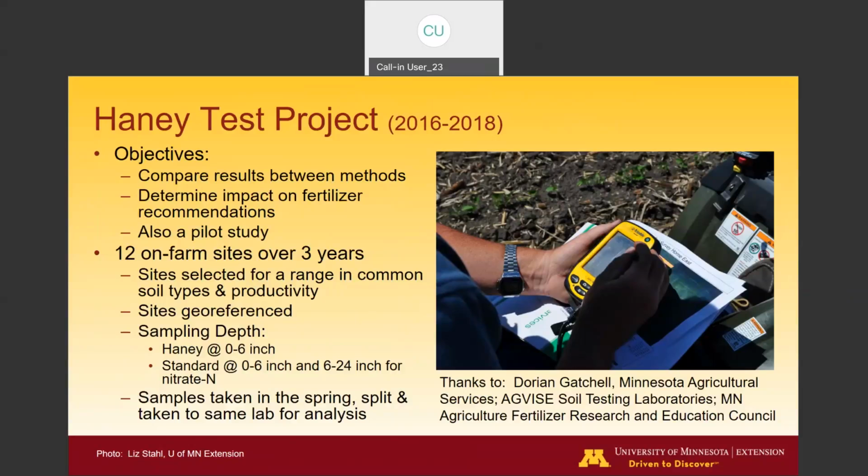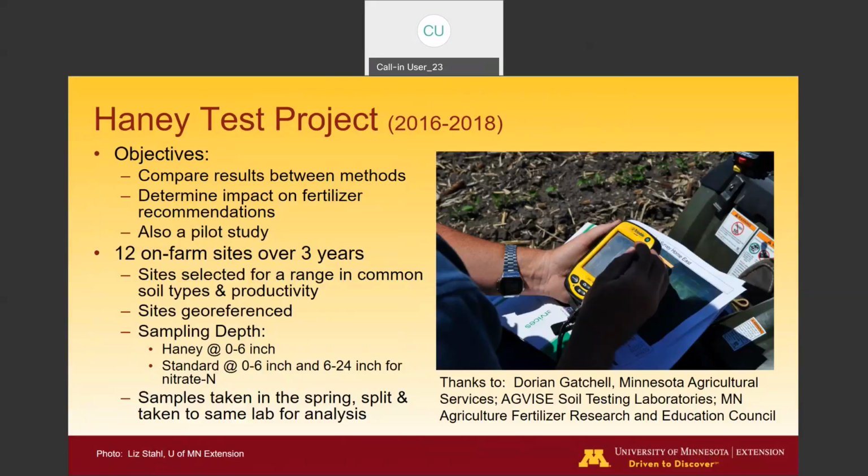We selected some sites that were very similar in soil type, but then we also selected sites that differed in productivity. We just wanted to see how Haney test results correlated to standard soil test results and if we saw differences over time. This was also a pilot project just to see if further work was warranted, if we could get the funding to do so.